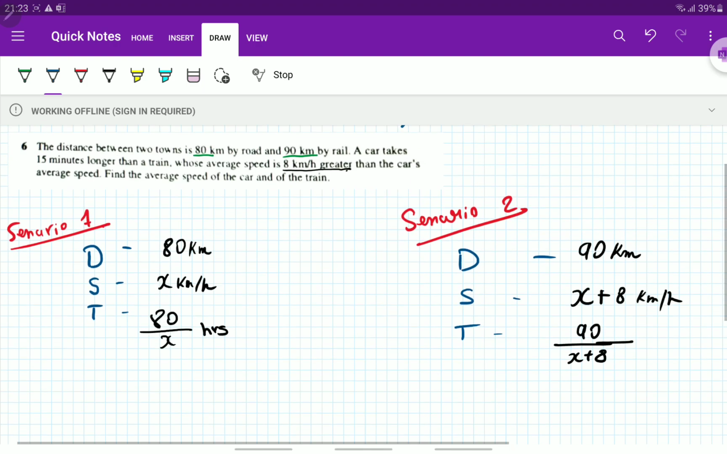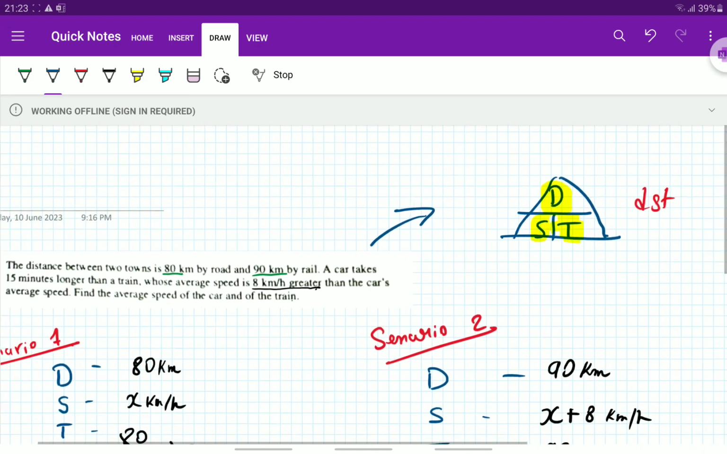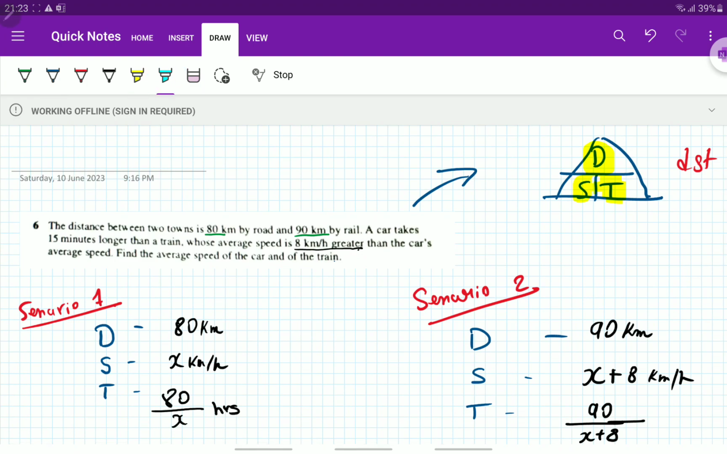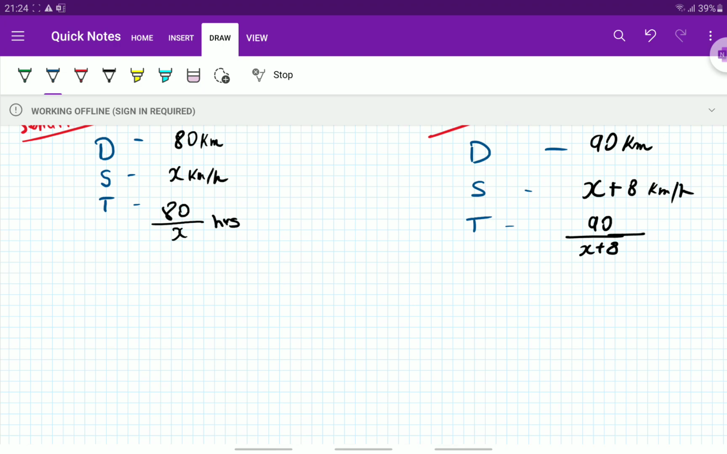They're asking us to find the average speed of the car and the train, so I guess that's what the result of our quadratic will be. Oh wait, they've also given us one extra piece of information that we haven't used yet: the car takes 15 minutes longer than the train. Well, we'll put that into use. So from here, let's formulate this. Follow me here.